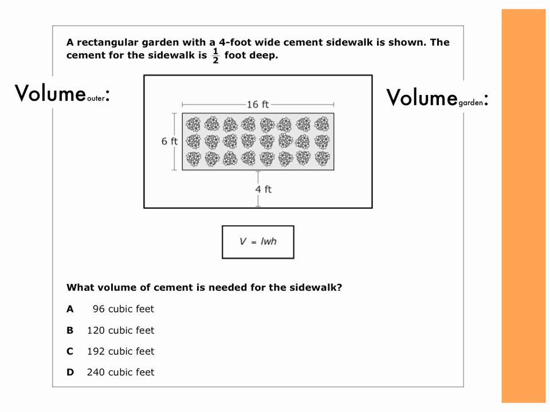For this problem, I'm going to have to think about how much cement I need. I don't need cement inside of the garden because then my flowers couldn't grow. I only need cement in that white area around my flowers. So I'm going to have to find the volume of the larger rectangle, find the volume of the smaller rectangular garden, and then subtract them. I have no way to just find the volume of a frame directly. I'm going to have to find the volume of both rectangles and subtract the smaller rectangle from the larger rectangle.